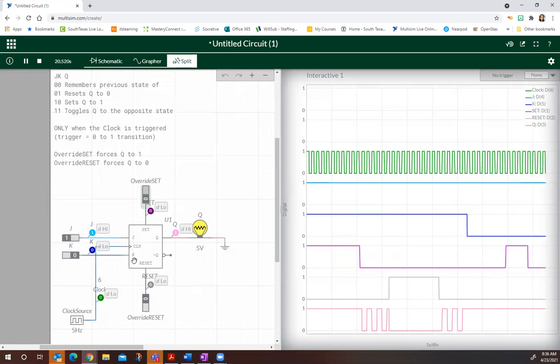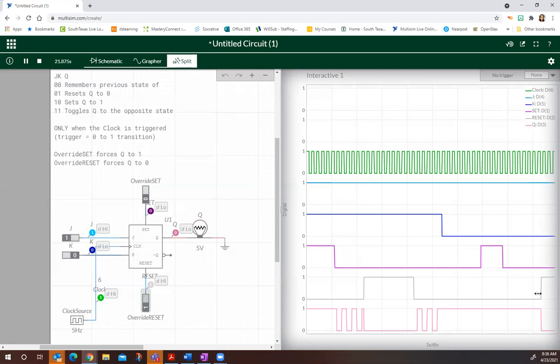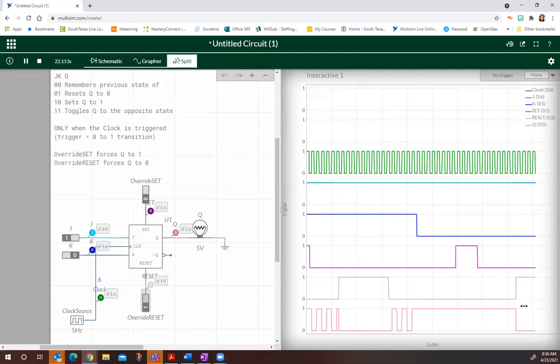But sometimes whenever J and K are forcing a set, overriding doesn't affect it. But the reset will affect it in this case. The moment I activate it, the output is going to go to 0, as you can see down here. And it's going to stay there until I release it. And the moment I release it, then whenever the clock triggers, the output becomes 1.